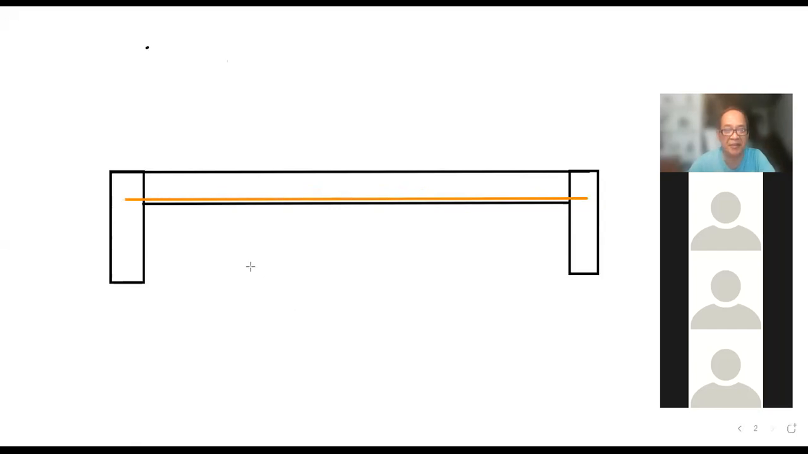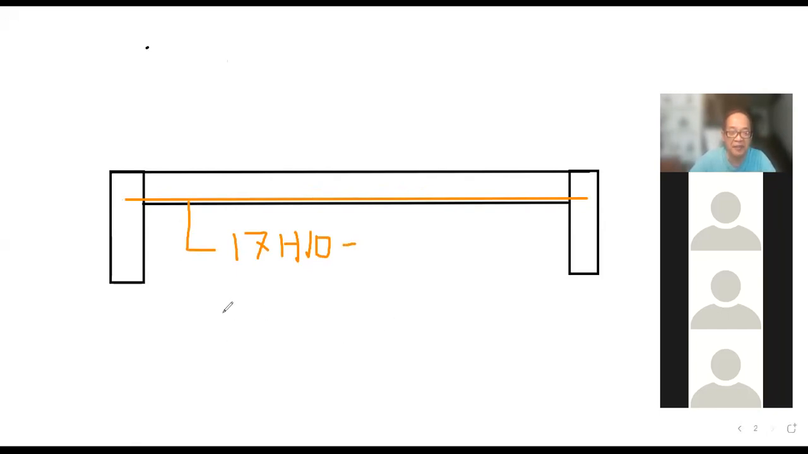That is the main reinforcement. 17H10 kalau tak silap. 17H10. Spacing berapa? Ada spacing tak? Ada. Can we calculate the spacing?